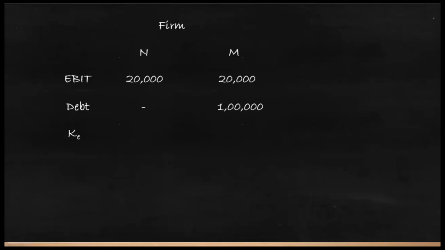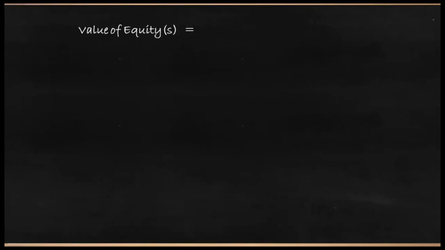Let us jot down the key information in the question. There are two firms, namely N and M. EBIT of both the firms is 20,000. Debt component is present only in firm M, which is 1 lakh. The cost of equity for firm N is 10%, whereas for firm M it is 11.5%, and cost of debt is applicable only for firm M, which is 7%. Now let us find the value of equity, which is S. And how is it calculated? It is basically earnings before interest minus interest divided by cost of equity.